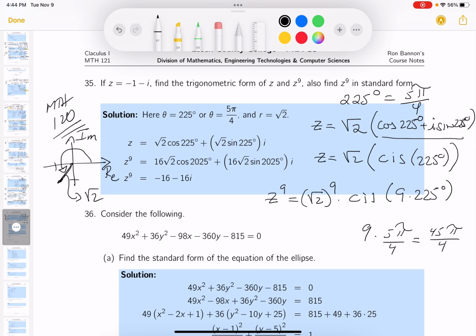Let me see if I can do that. That's a big number, isn't it? So 45 times pi over 4. I'm going to just see if I can do that, and I'm going to just kind of march along. Each time I go around, that's going to be 8 of those things, right? I hope I don't make you dizzy doing this.